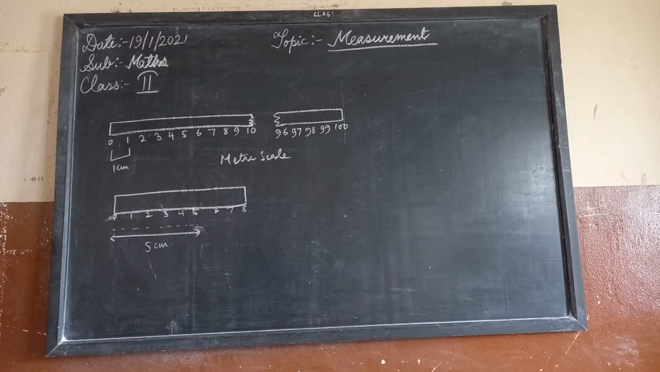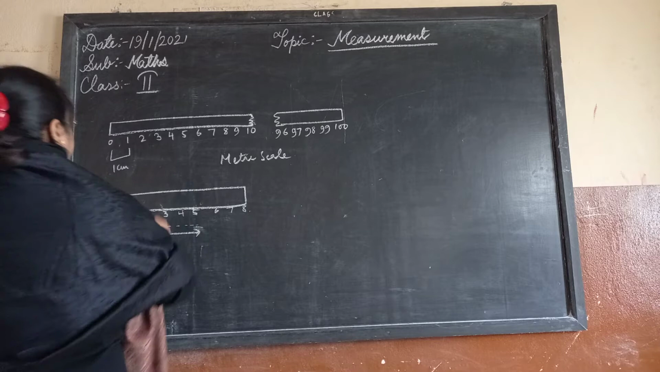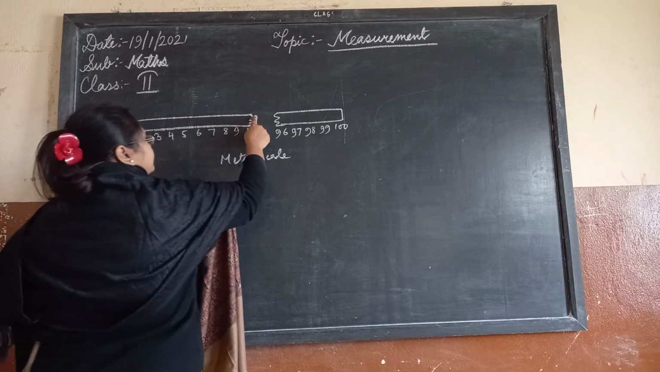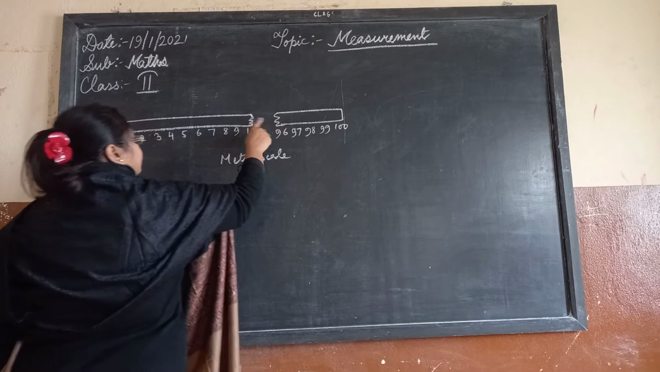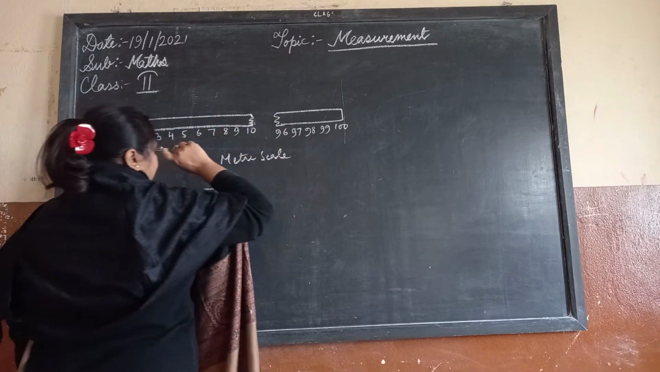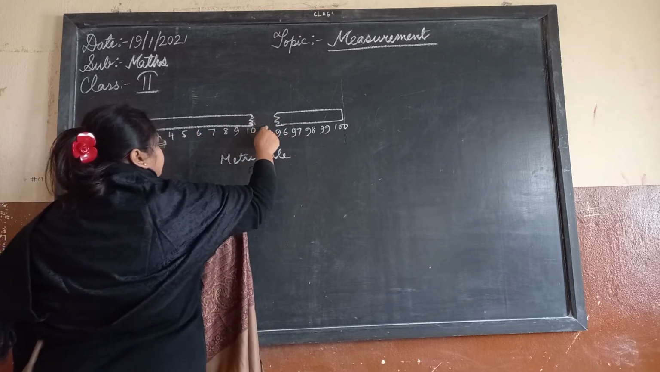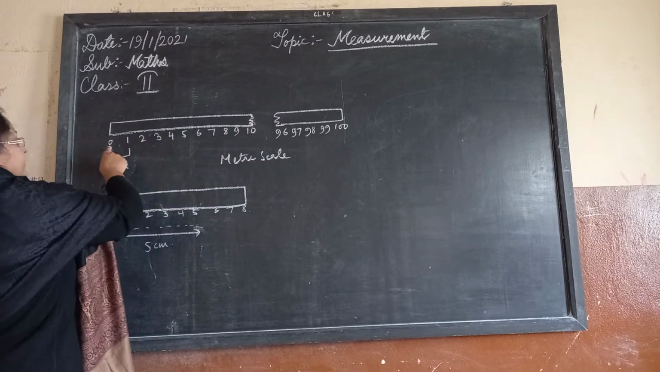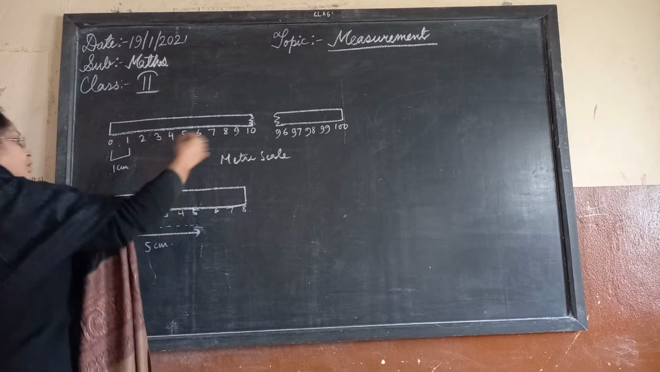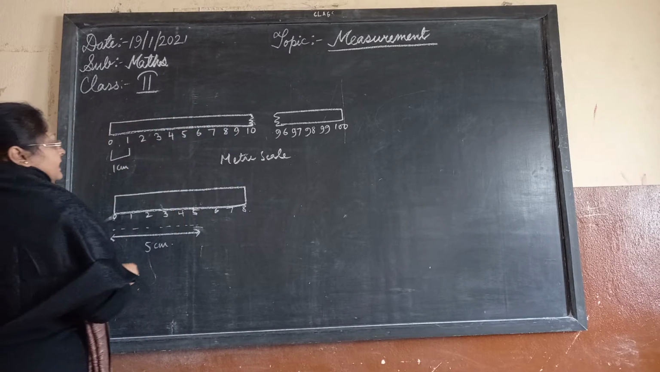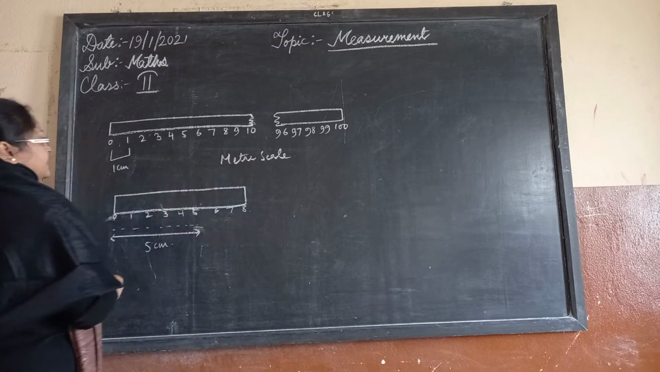Now see students, this is the meter scale we are considering. This meter scale is broken in the middle. Why? Because there are more values, and we cannot write it all on the board just now. That is the reason we have broken it in between. So let it be 0 to 10, and then 96 to 100 is there. It is longer in length. So this is the 1 meter scale here.